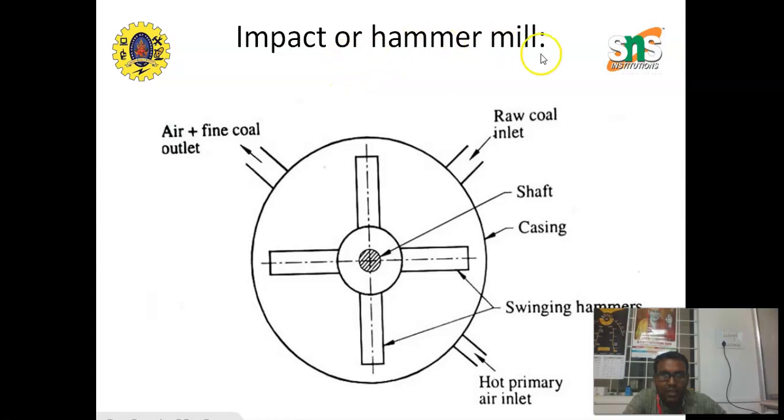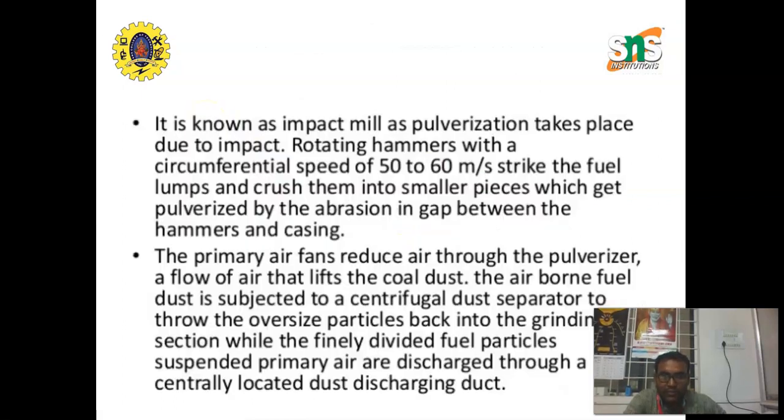Next one is the impact or hammer mill. This is the raw coal inlet, shaft, casing, swing hammers, and hot primary air inlet. While the hammer rotates, the raw coal gets crushed and the fine coal particles move to the outside surface. It is known as an impact mill as pulverization takes place due to the impact force of the hammer. Rotating hammers with a circumferential speed of 50 to 60 meters per second strike the fuel lumps and crush them into smaller pieces, which get pulverized by abrasion in the gap between the hammers and casing.